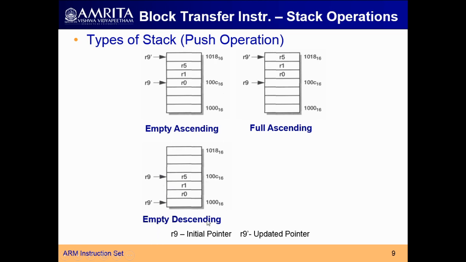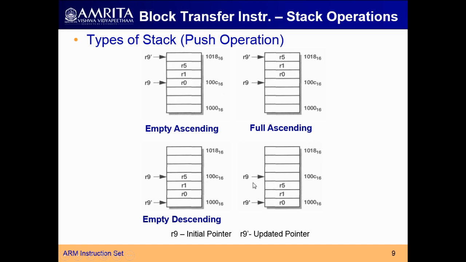That is the case for empty descending. Then the last one: here also you can see the address pointer is getting decremented. You can see initially it was at 10C. Now the updated pointer will be at 100. So the address pointer is getting decremented, so it is a descending stack again. And what type of descending? Full descending. Why? Because the updated pointer is pointing to a location where data is present, a location which is full of data.